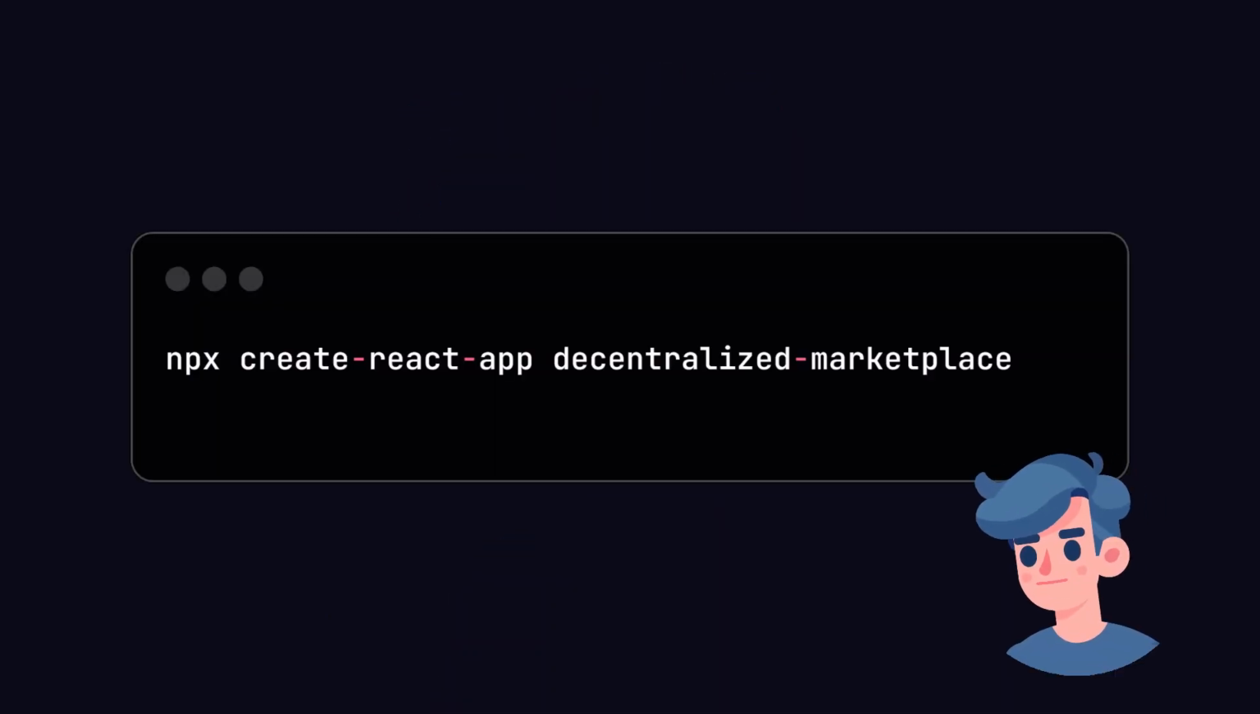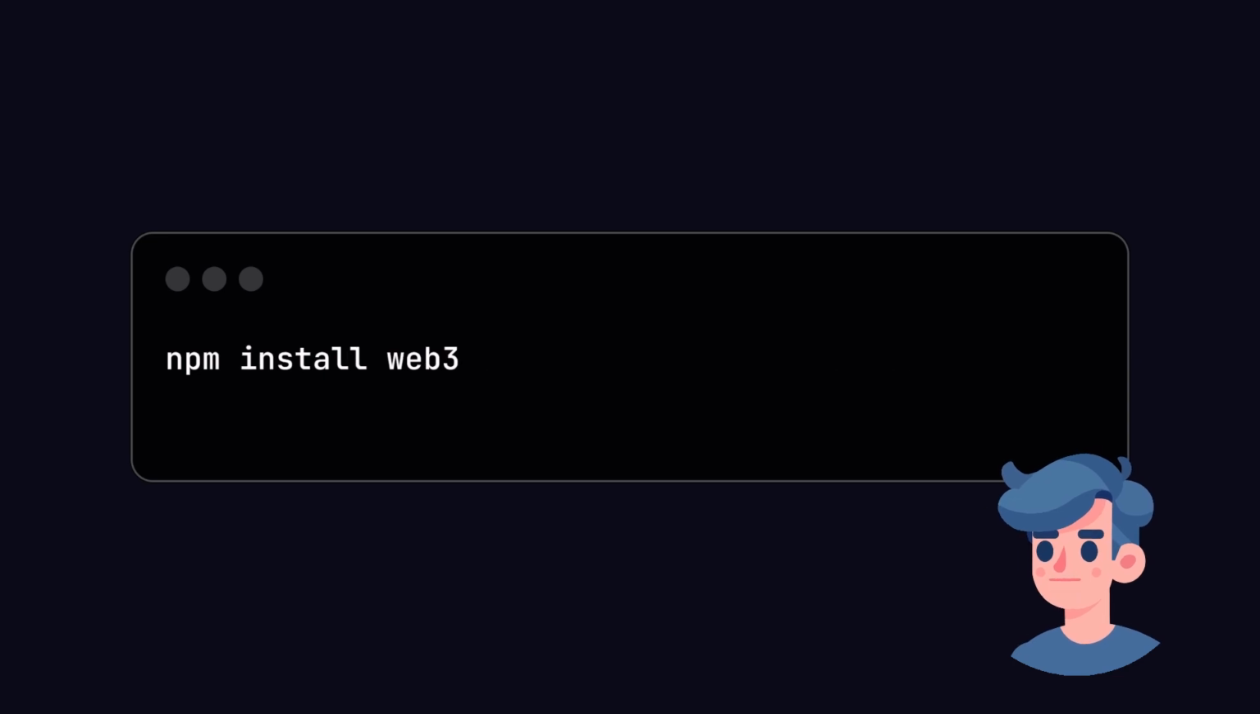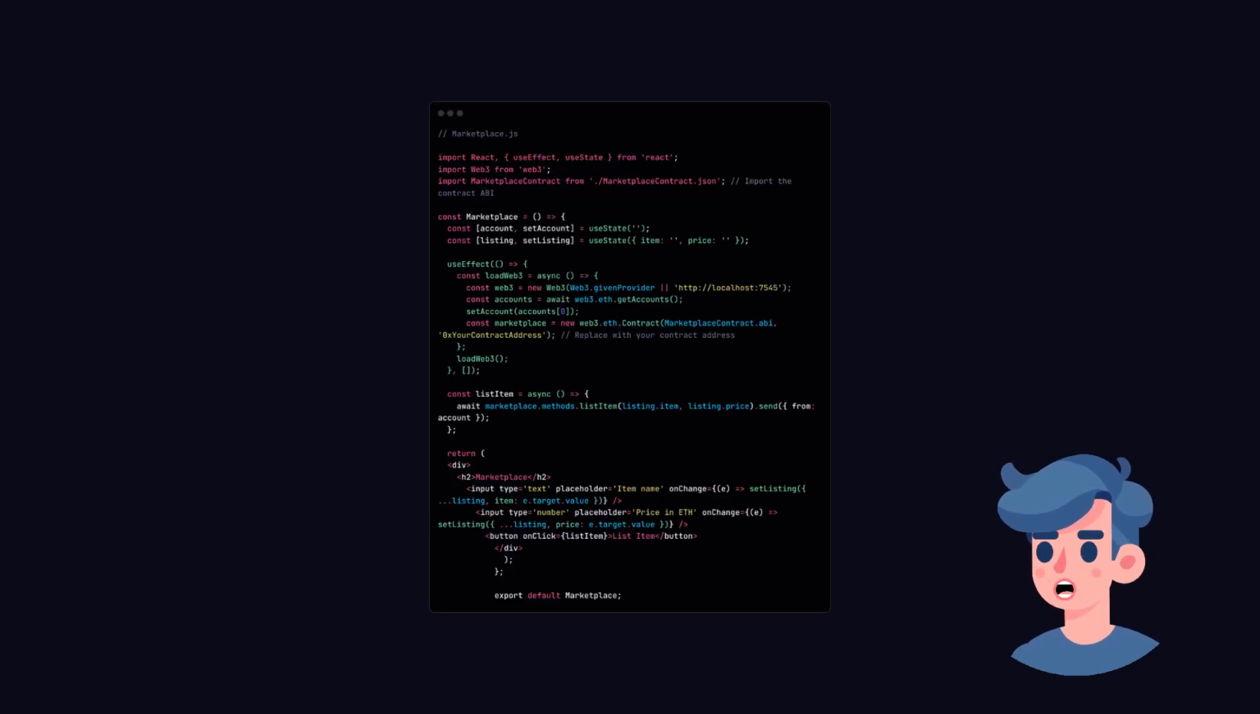Next, we need to create the front-end application. We'll use React as the framework. First, create a new React application. Now, navigate into your newly created React application directory and install web3.js, which will help us interact with our Ethereum blockchain. In your React app, create a new file called marketplace.js inside the src folder.